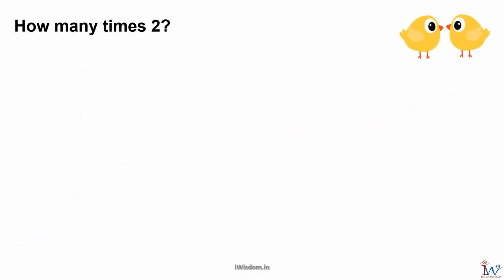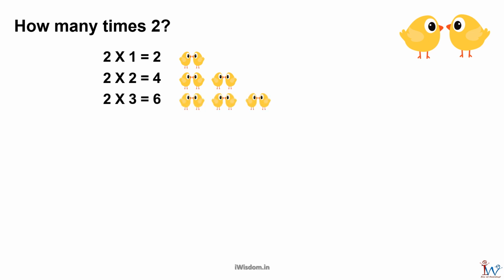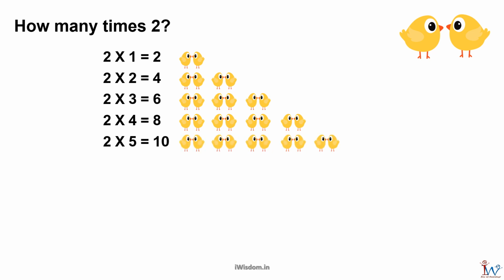When we ask the question how many times 2, the multiplication table of 2 will give the answer. Let's say you have a pair of birds, 2 in number. One such pair of birds is 2 ones are 2. 2 such pairs of birds is 2 twos are 4. 3 such pairs of birds is 2 threes are 6. 4 such pairs of birds is 2 fours are 8. 5 such pairs of birds is 2 fives are 10.